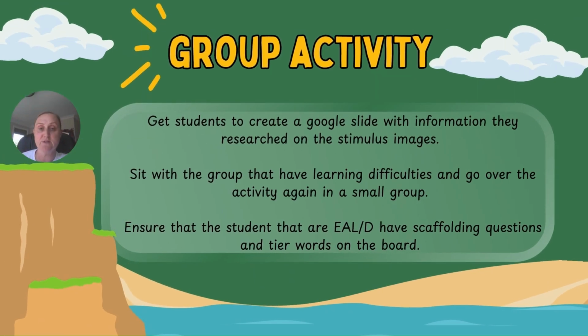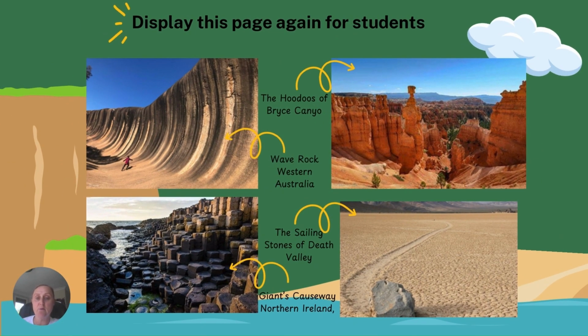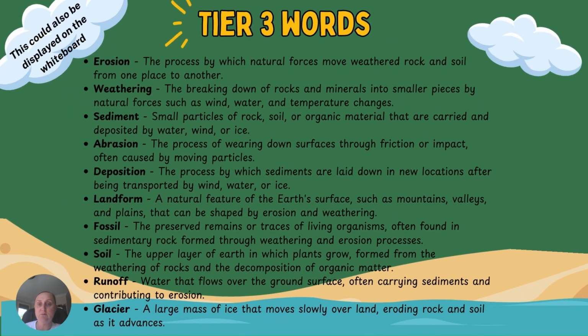So all the students are given the instructions again to create a Google Slide with information they researched on the stimulus images. Then I would sit with some small groups that might have learning difficulties and go over the activity again, just so it's just them in that group. And then I have ensured that the EALD students have scaffolding questions. So on this slide, you would display it again while they go off and start doing their activity. These are also the tier 3 words, so it just gives a little explanation on what those words are, and then a little meaning behind it. You could also write these words on a whiteboard so the children can access those.